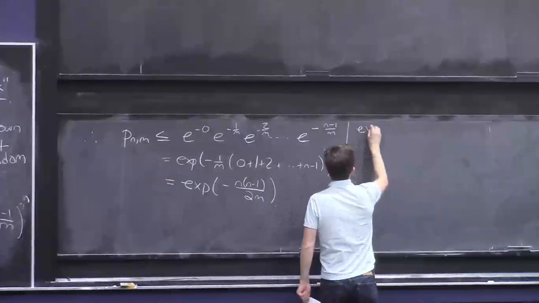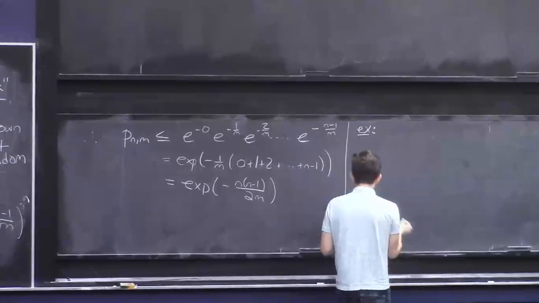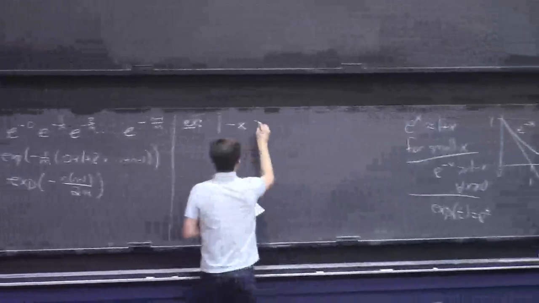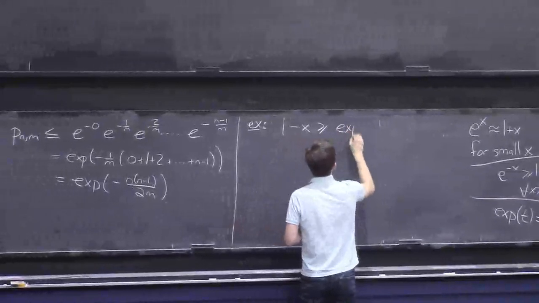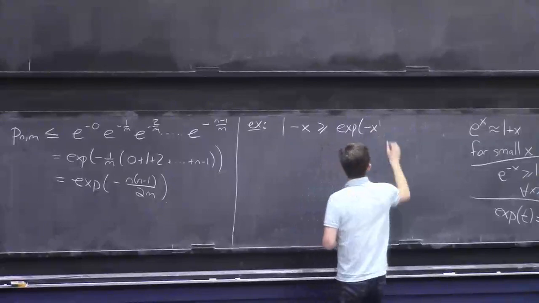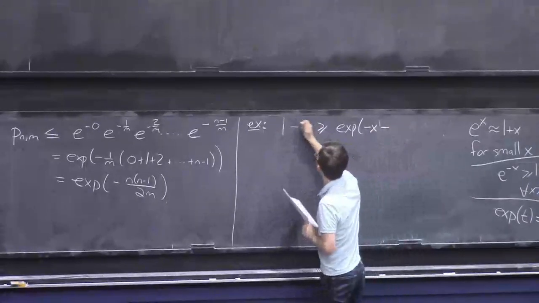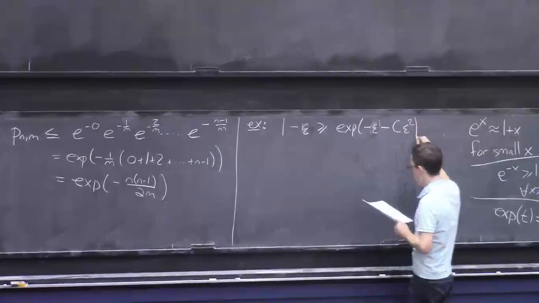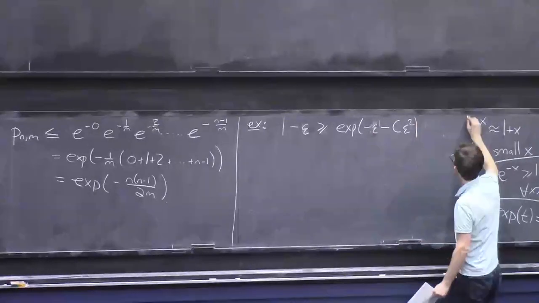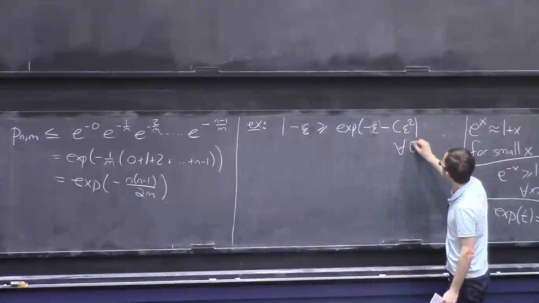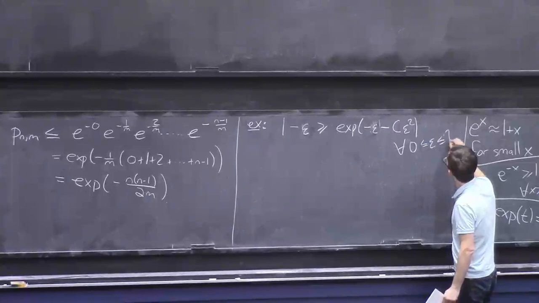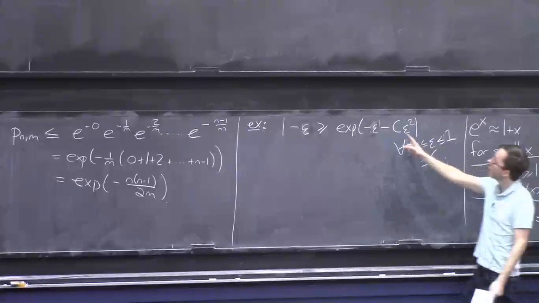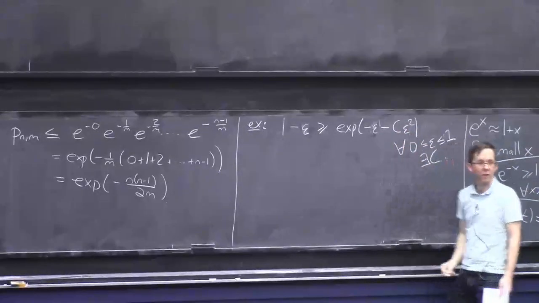Well, I'll just leave this as an exercise for you, that in the other direction, 1 minus x is at least e to the minus x minus, well, let me put epsilon here to emphasize I'm thinking of it as a small number, c epsilon squared for all epsilon between 0 and 1, and some constant c. Okay, so basically the next term here is big O of epsilon squared.